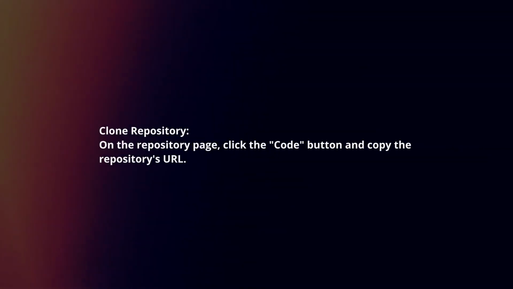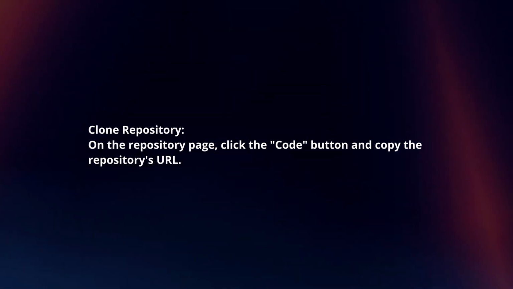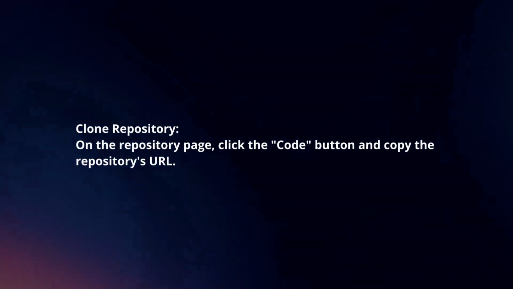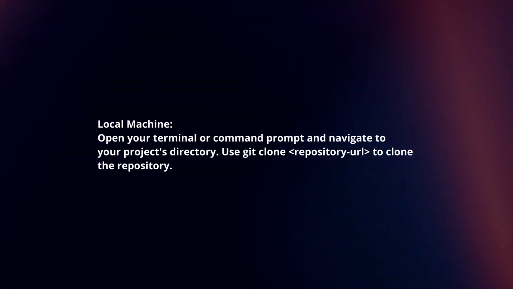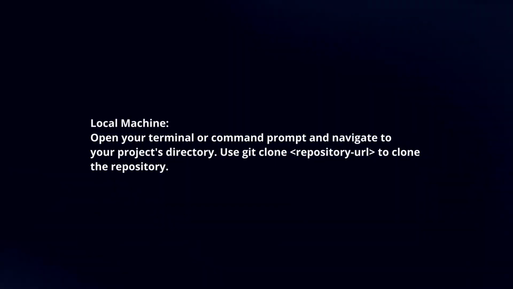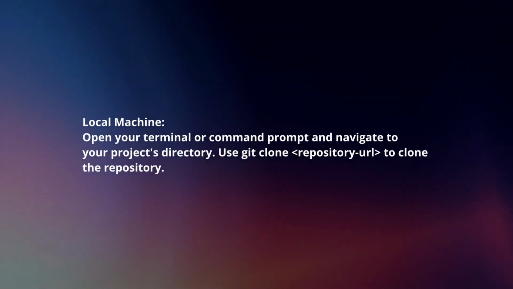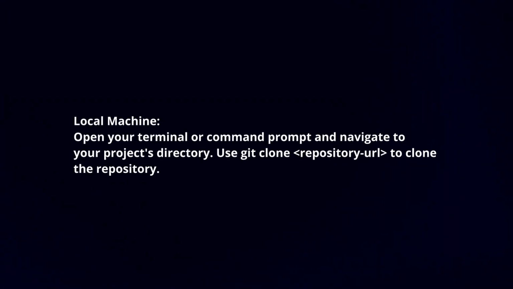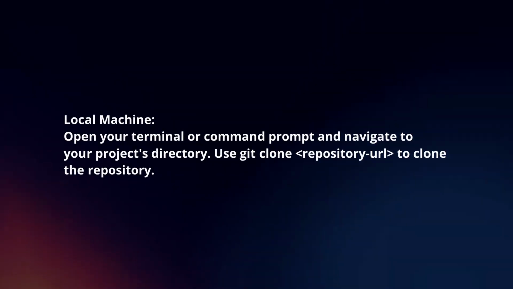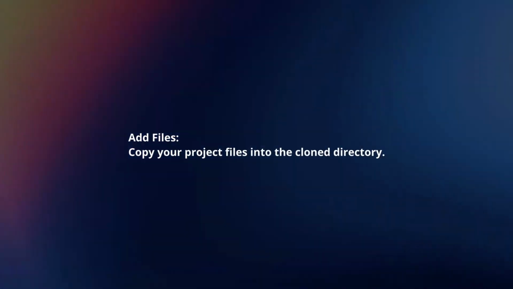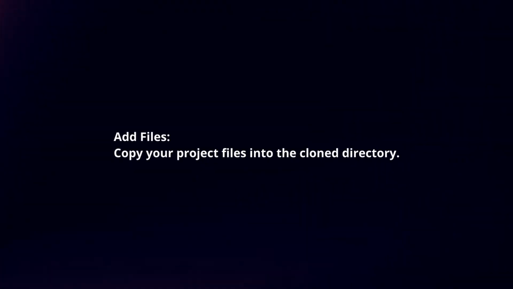Clone repository. On the repository page, click the code button and copy the repository's URL. Local machine. Open your terminal or command prompt and navigate to your project's directory. Use git clone repository URL to clone the repository. Add files. Copy your project files into the clone directory.